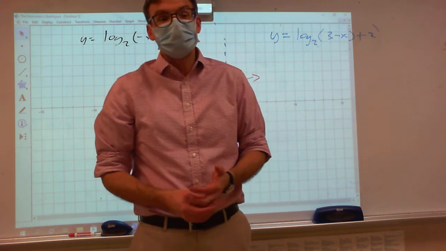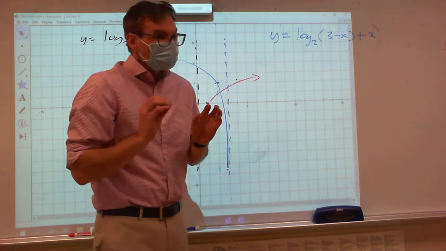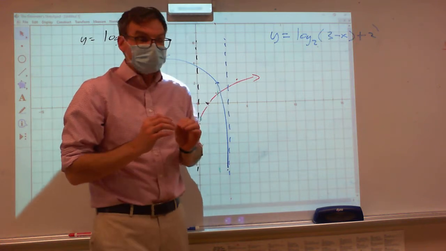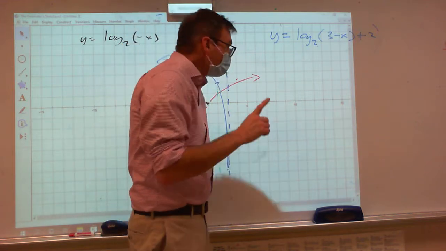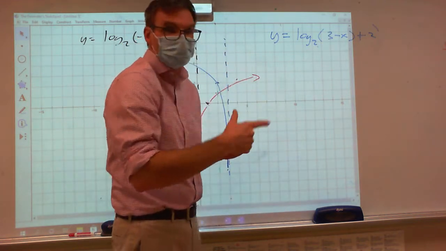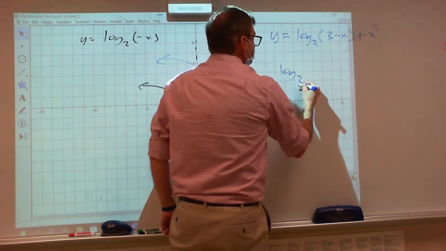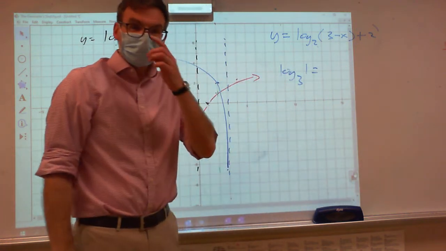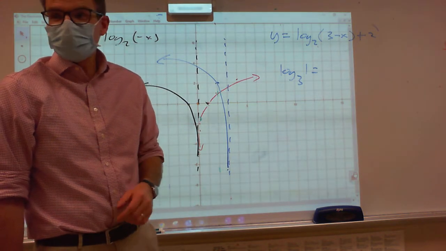Now, there's a complicated way of doing it. What I'm actually going to show you is what I think is the least amount of writing you have to do. But all of it hinges on two major facts. I want to make sure we understand these two major facts. If I give you log base 3 of 1, what's that? What's log base 3 of 1?